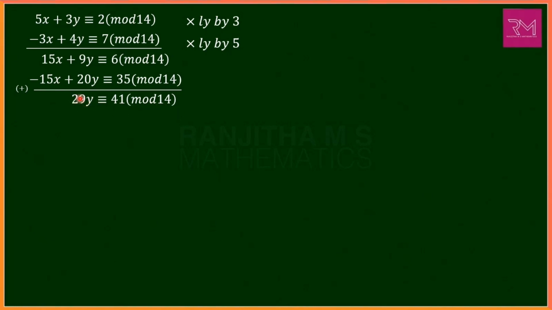To reduce this to smaller values, we can divide 29 by 14. So 14 into 2 is 28. The remainder is 1. In a similar way, we can divide 41 by 14: 14 into 2 is 28. We subtract 41 minus 28, we get a remainder of 13. Therefore, we can substitute 13 in the place of 41 because 41 is congruent to 13 mod 14.